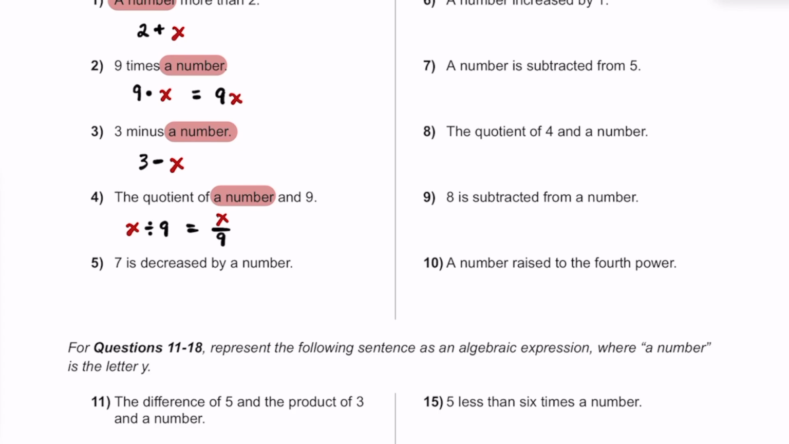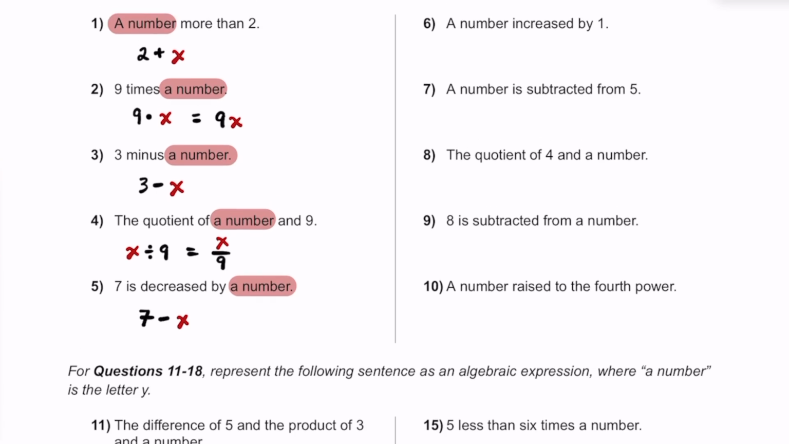In number 5, we have 7 is decreased by a number. So this is x right over here. And 7 is being decreased by that number. So if it's decreased by 5, you would subtract 5. If it's decreased by 10, you would take away 10. But in this case, we don't know what we're decreasing by. We're decreased by this value of x. So we have 7 minus x.